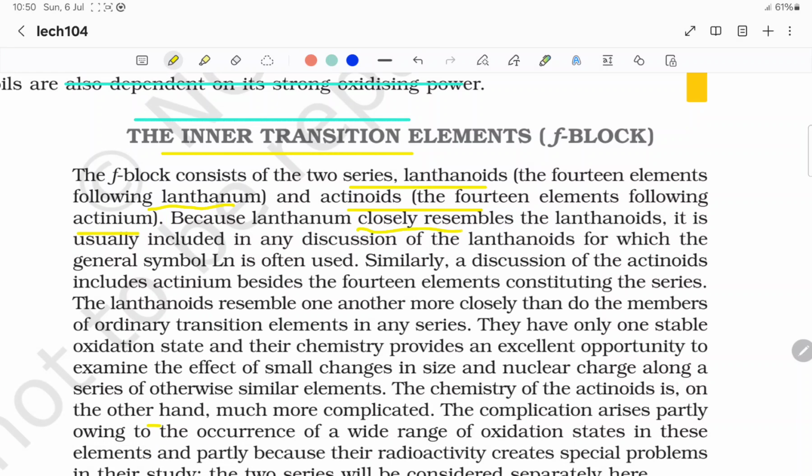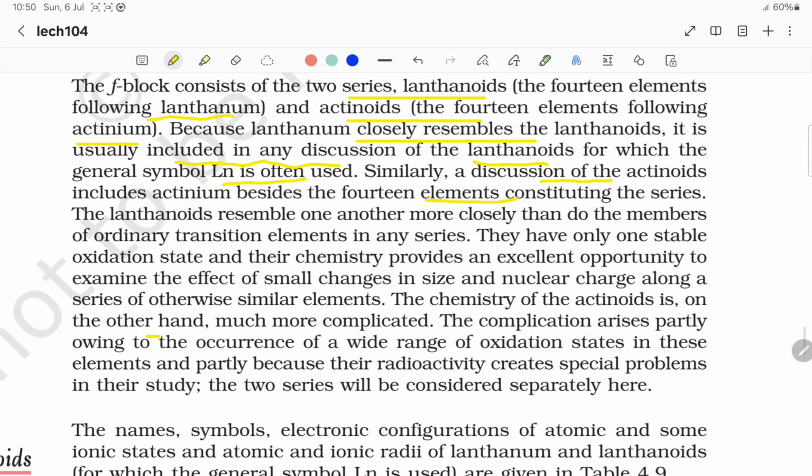Because lanthanum closely resembles the lanthanoids, it is usually included in any discussion of the lanthanoids, for which the general symbol Ln is often used. Similarly, a discussion of the actinoids includes actinium besides the 14 elements constituting the series.